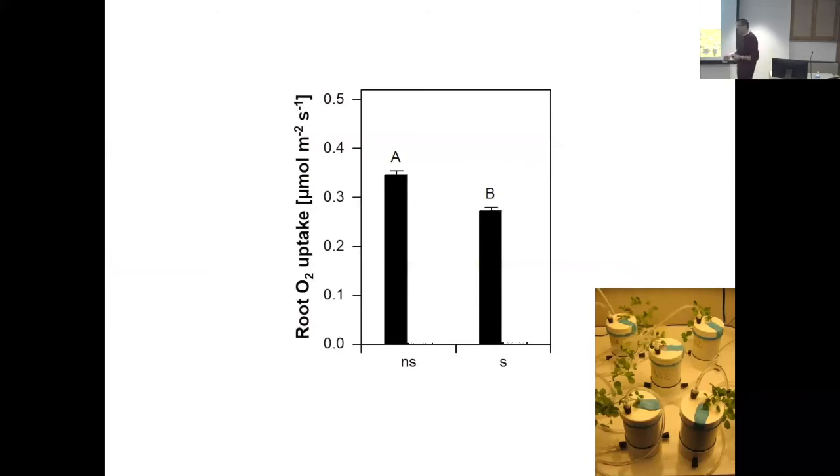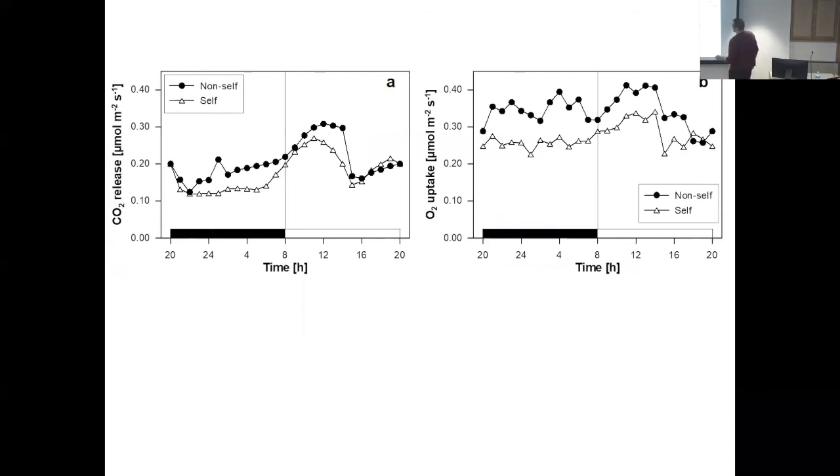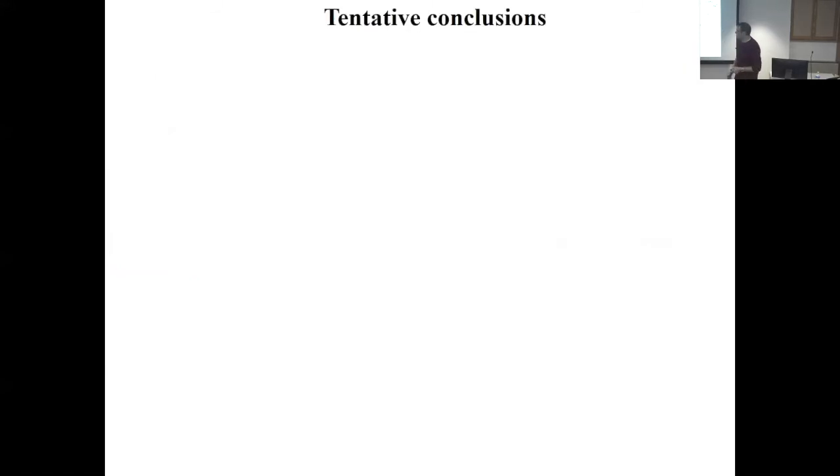What does increased respiration give us? ATP, okay? Lots of ATP. And this comes at the expense of carbon going to growth. So the roots are smaller. And this you can see both as CO2 release and O2 consumption. And this is over time, a day, a night and a day, of the non-self and self. So we have these roots that are respiring more just because they're seeing their neighbors.